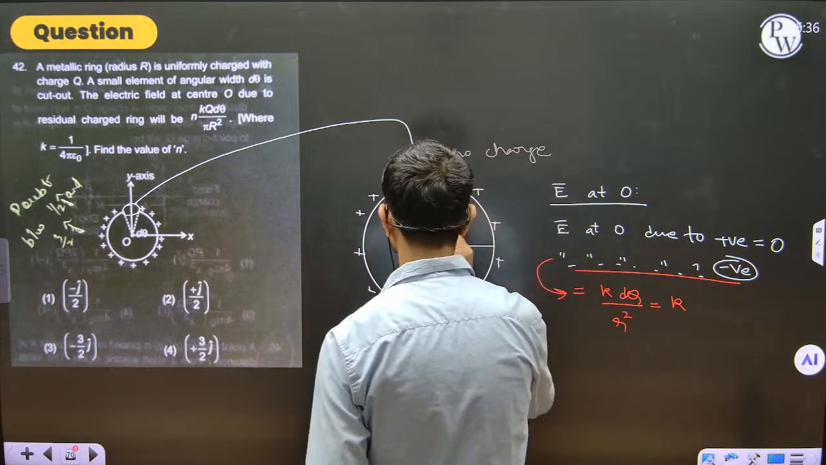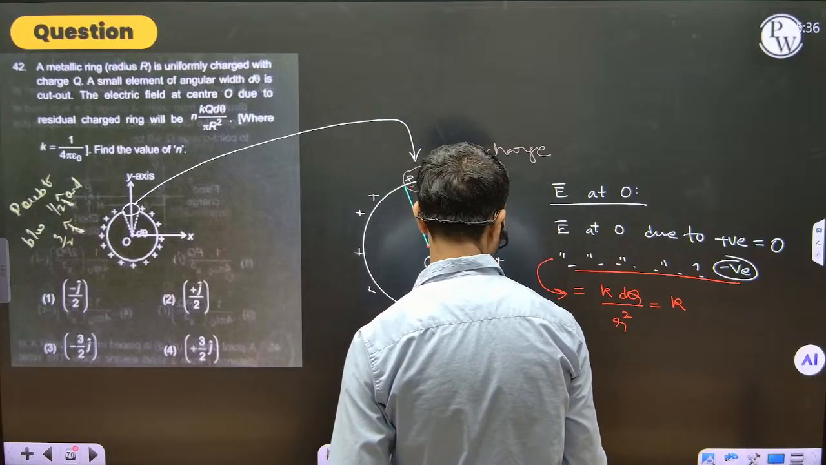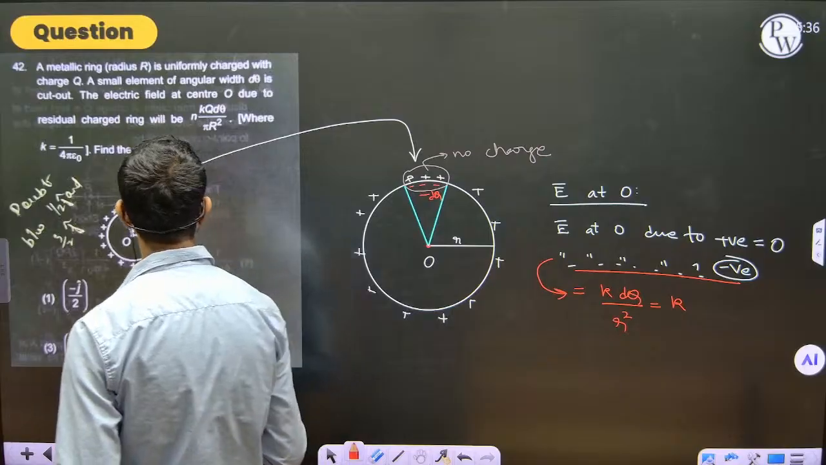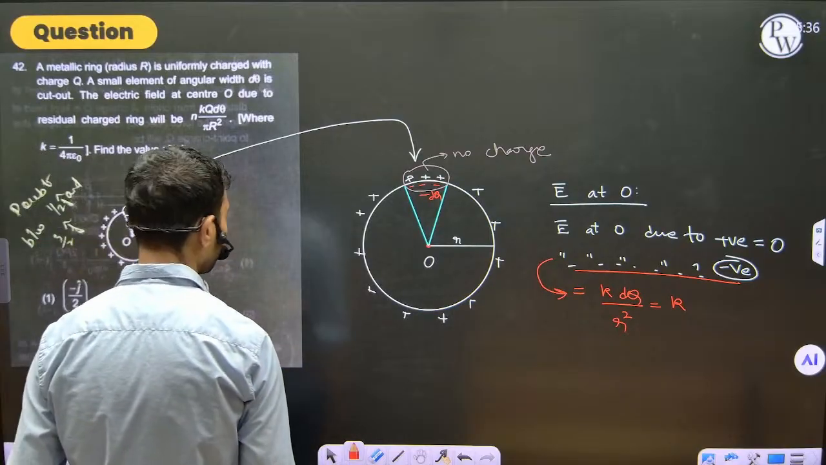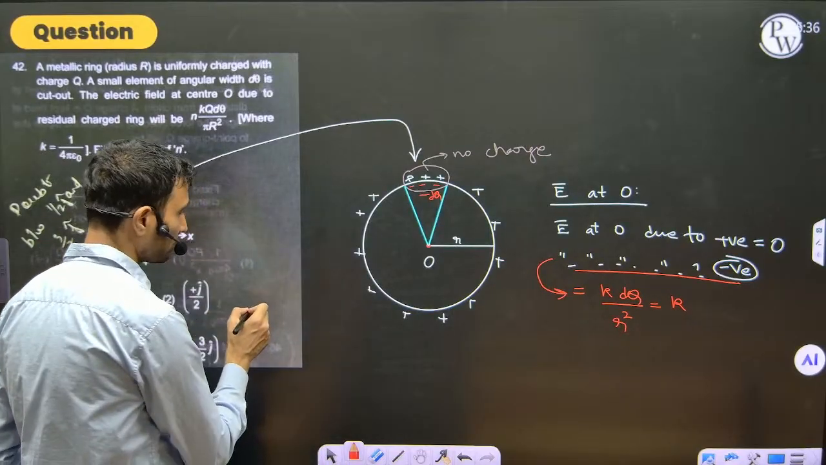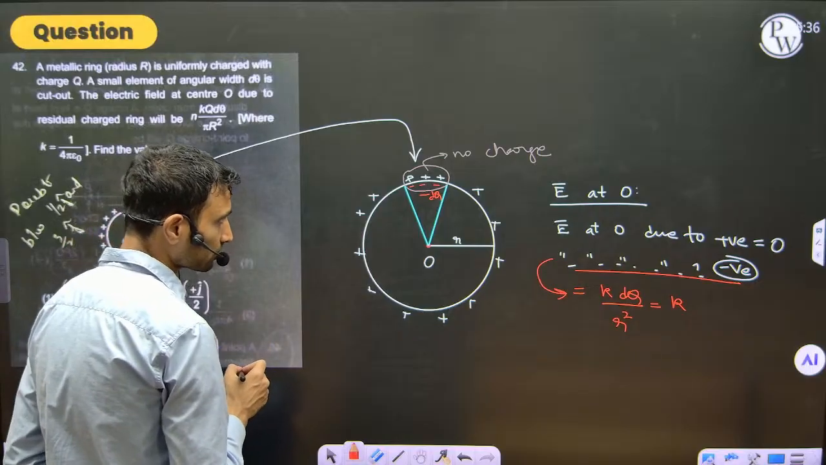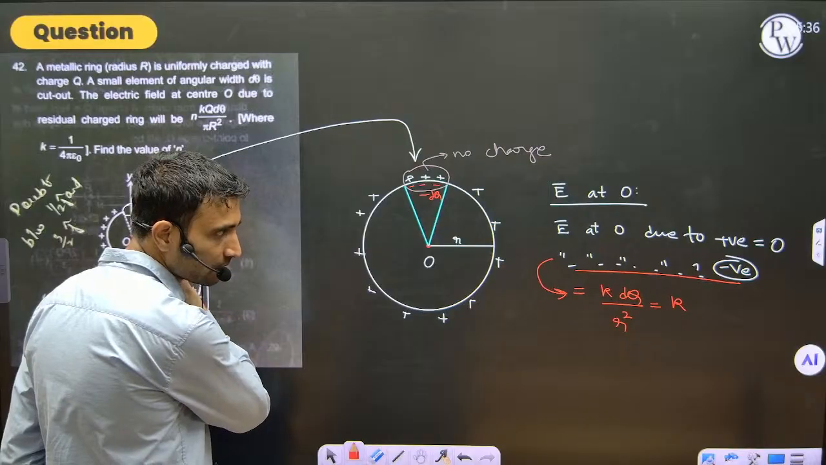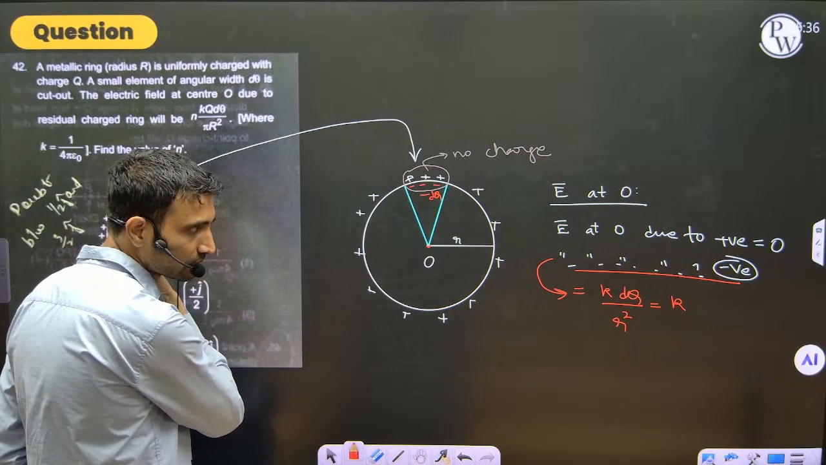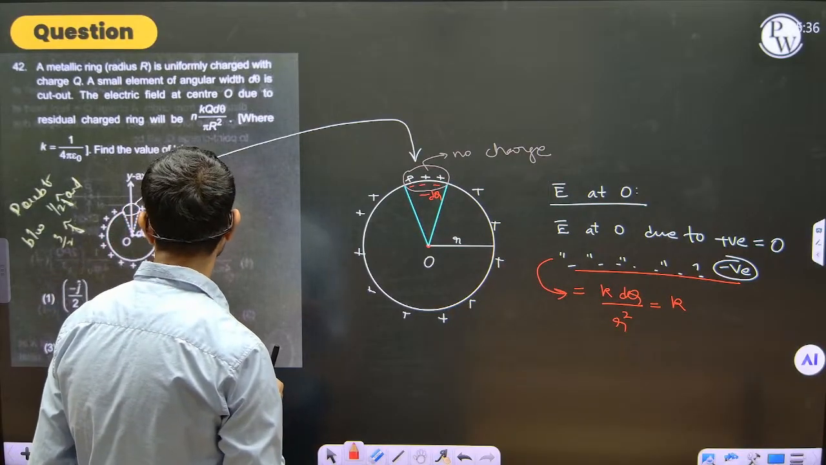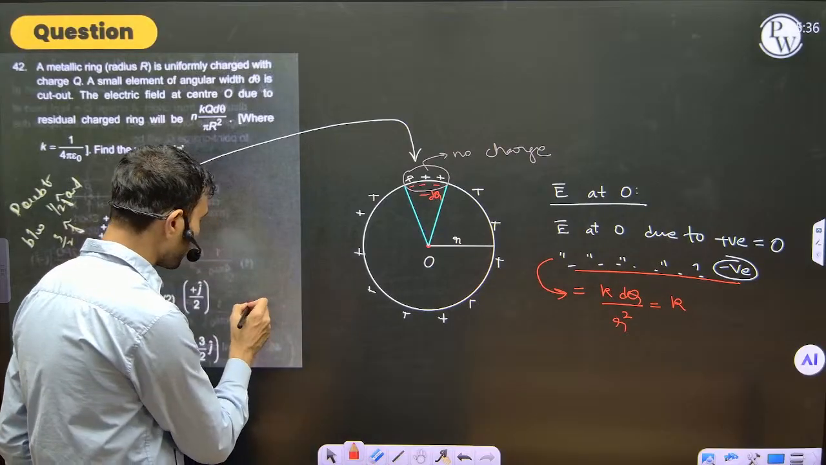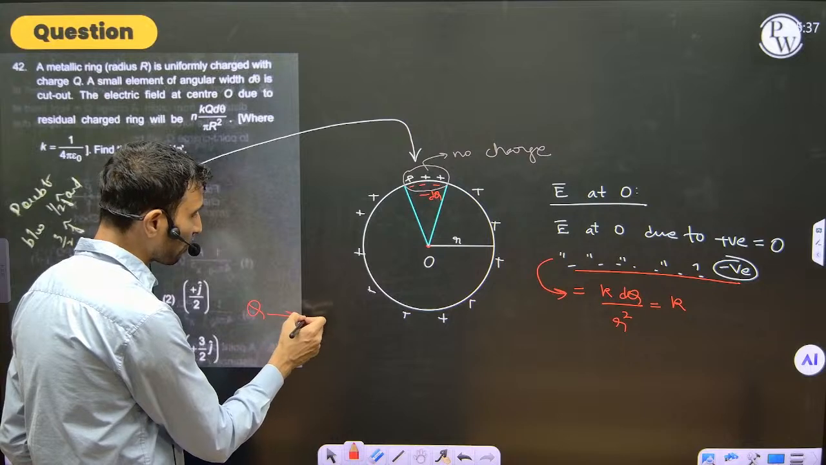And dq is how much? Let's write dq. How can we write dq? d theta is given. So see, charge Q is there on how much angle?